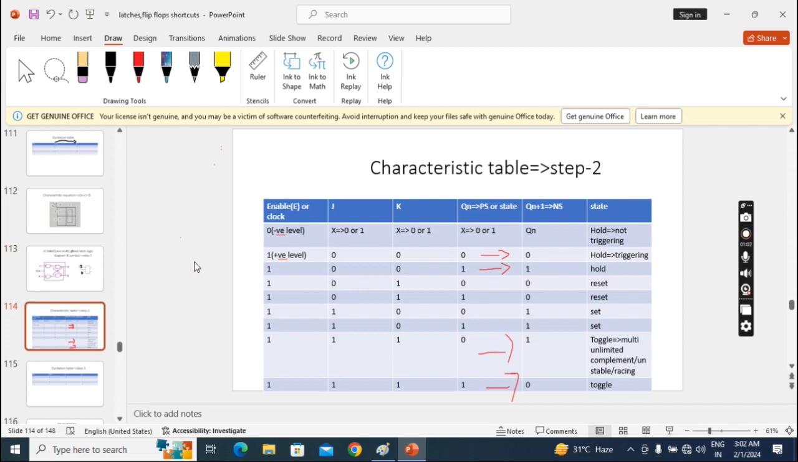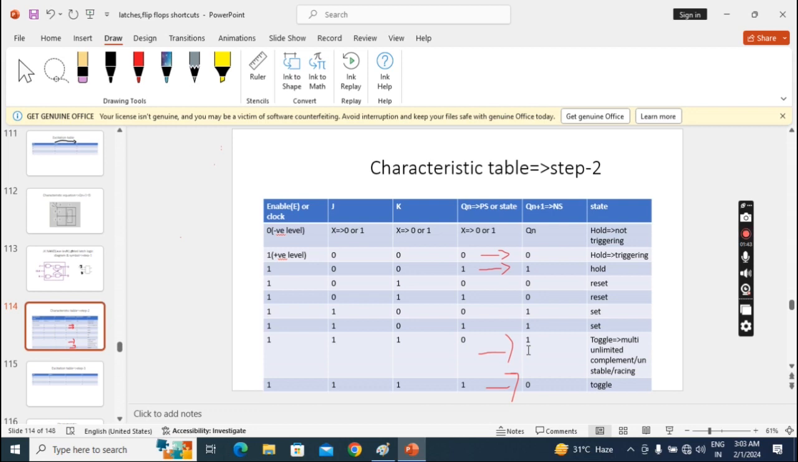Then we'll see the characteristic table. This characteristic table is almost the same as the SR characteristic table, only when J equal to 1, K equal to 1, here only the change will come. In SR, invalid happens. Here toggle will happen. Toggle means if the present state is 0, the next state is 1, like a complement, and if the present state is 1, the next state will be 0. But this 0 to 1 and 1 to 0 will happen continuously. Multiple complement is called toggle. Multiple and unlimited, that is called unstable output, nothing but racing.